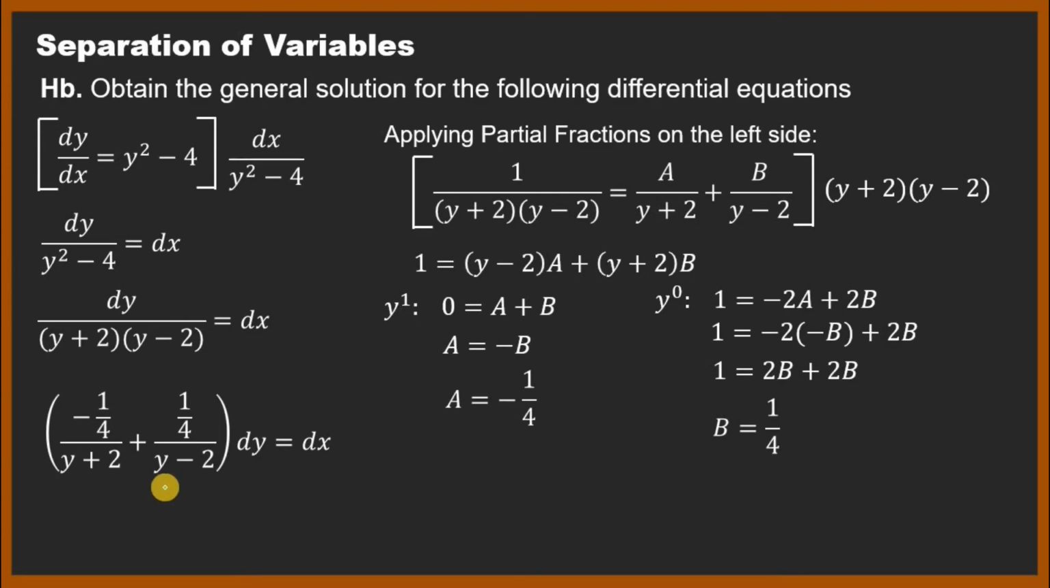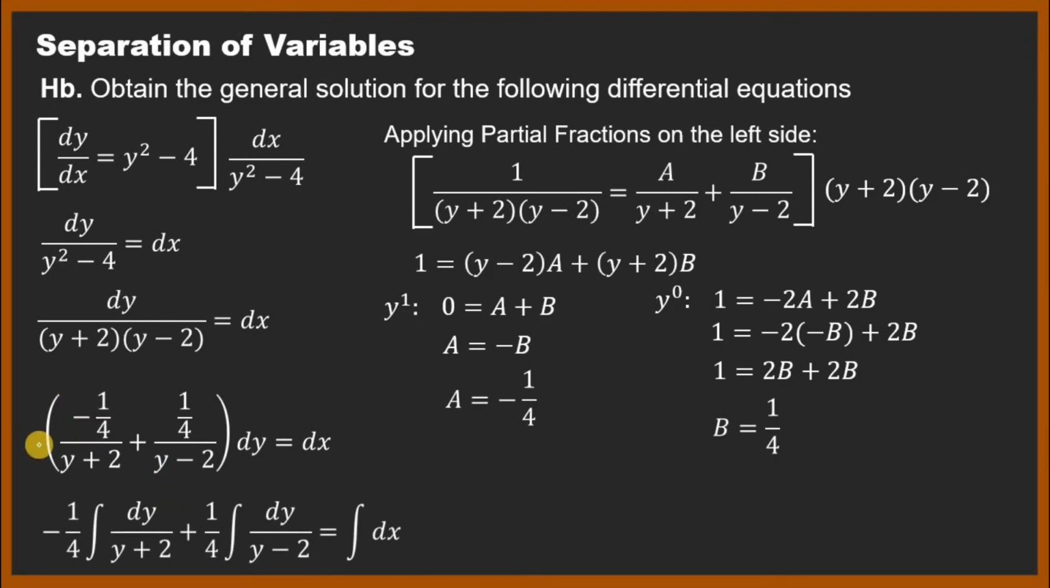Ngayon, simplify muna natin siya. Ilalabas natin yung constants natin. We have negative 1 over 4. Ang natira ay si dy over y plus 2. And then, si dy, natira pa rin sa loob. Nilabas natin yung positive 1 over 4. And then, yung nasa denominator ay y minus 2. Doon naman sa ating right side, so integral of dx. So, nilabas natin yung constants, kinuha natin yung integral nung buo nating equation. Now, let us solve.